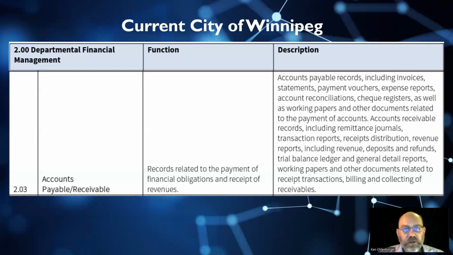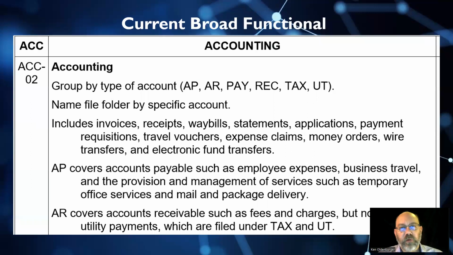All right. And now let's take a look at how accounts payable files might be going into a current broad functional classification system. When I say broad functional, I do mean the concept of big bucket. I just do not like the term big bucket. So I prefer broad functional. All right, this primary is accounting, and the code is a non-numerical one like we've seen with the others. It's an alpha, so ACC, and then the secondary is accounting as well, and it's ACC-02. That's the classification code.